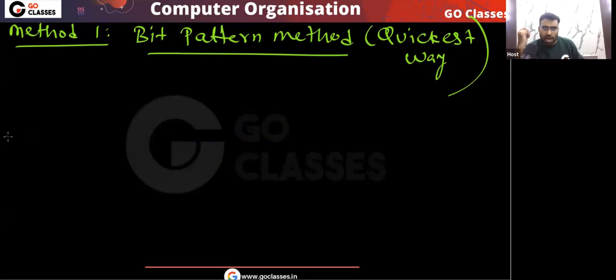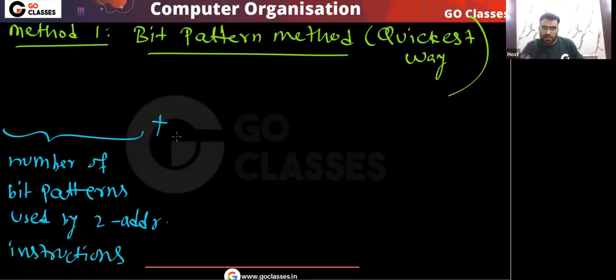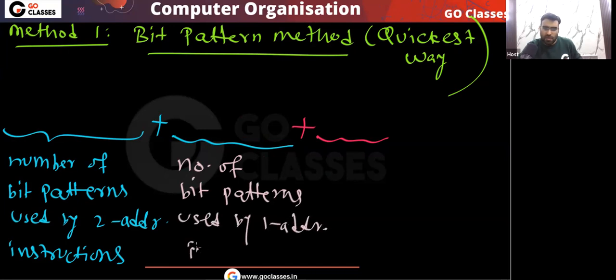Okay, so you can easily see this. Here I will put the value, that is the number of bit patterns used by, or consumed by, 2 address instructions, plus how many bit patterns are consumed by 1 address instructions, plus how many number of bit patterns are used by 0 address instructions.